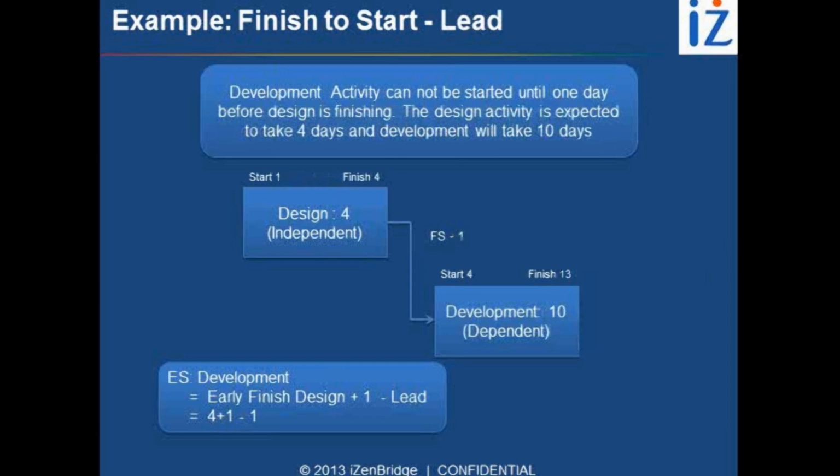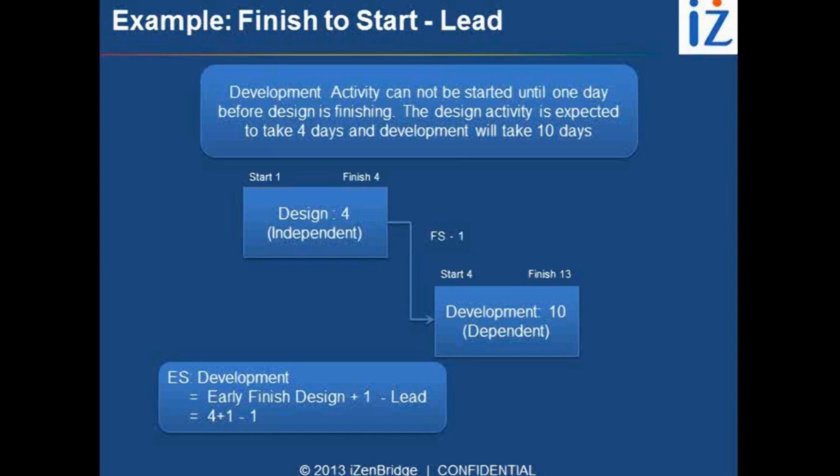Now there is another concept which is called lead. Lead is the opposite of lag. In a lag you are waiting, in a lead you are running ahead. You are the leader, you are fast. So look at the language again: development activity cannot be started until one day before design is finished. Now in place of "after", here the word "before" has come.